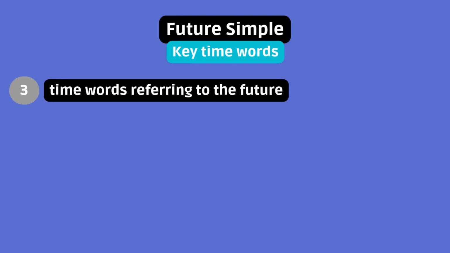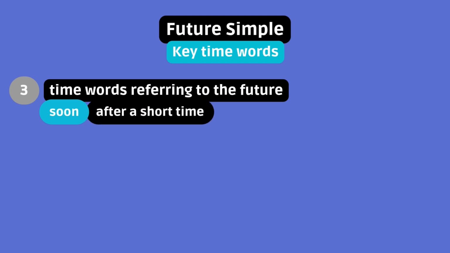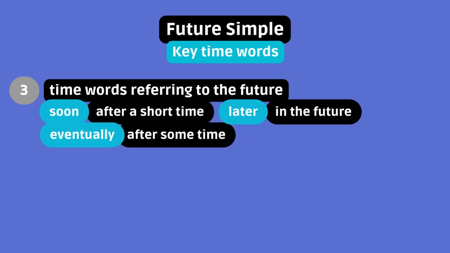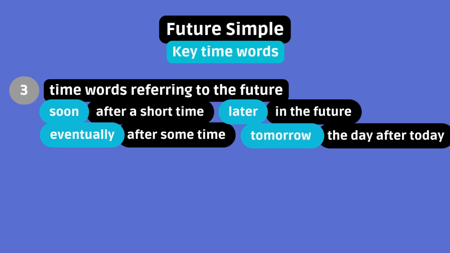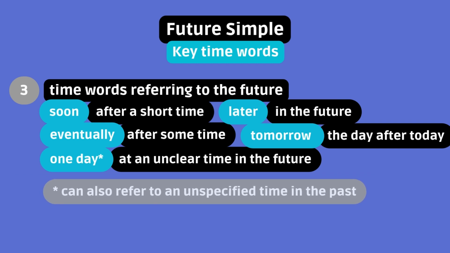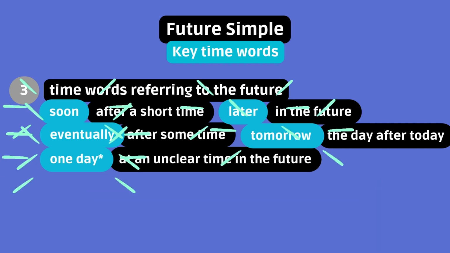Time words referring to the future. Soon, which means after a short time. Later, which means in the future. Eventually, which means after some time. Tomorrow, which means the day after today. One day, which means at an unclear time in the future. There are many more, but these are rather common.